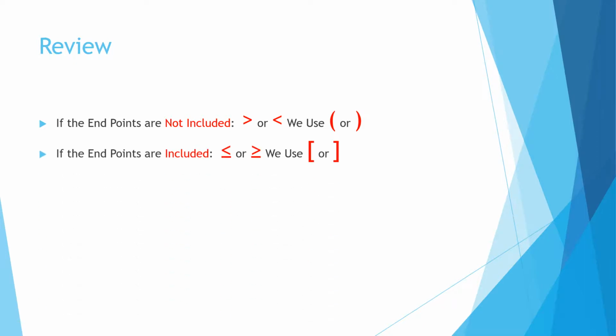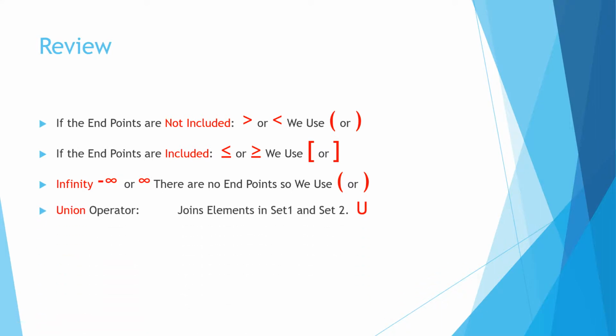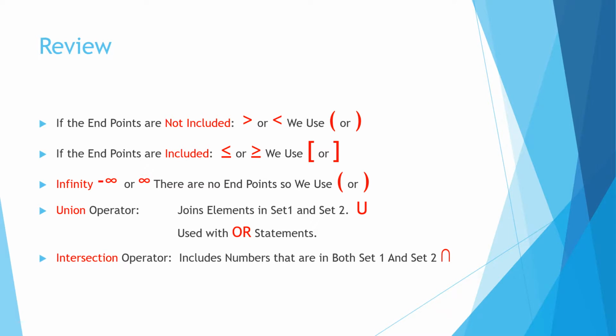Let's do a quick little review here. Remember that if the endpoints are not included, this is when we're using greater than or less than, we're going to use parentheses. If the endpoints are included, less than or equal or greater than or equal, you're going to use brackets. If we're dealing with infinity, whether it be negative or positive infinity, there are no endpoints, so we're going to use parentheses. The union operator joins elements in set 1 and set 2, kind of adding all the elements together. This is used with OR statements. And the intersection operator includes the numbers that are in both set 1 and set 2. This is going to be used with AND statements.